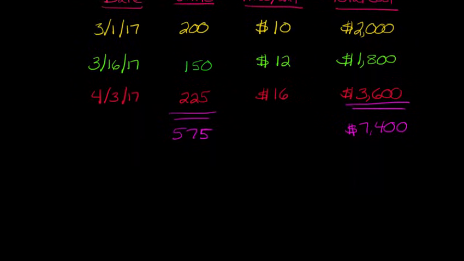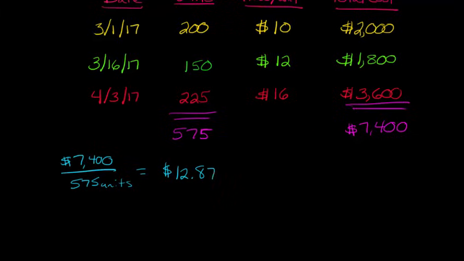So let's do this math. $7,400 divided by 575 units is going to give us an average cost of $12.87, and that's rounded. $12.87 per unit. That's the average cost.